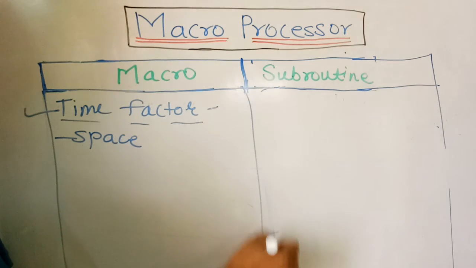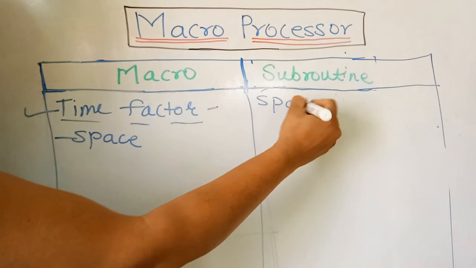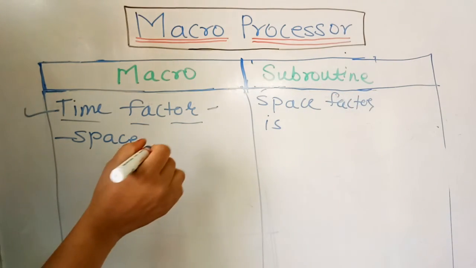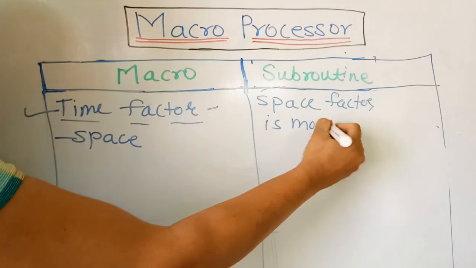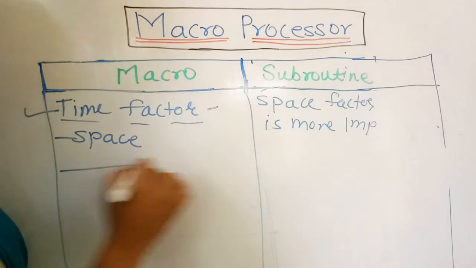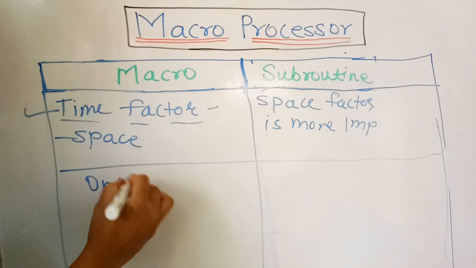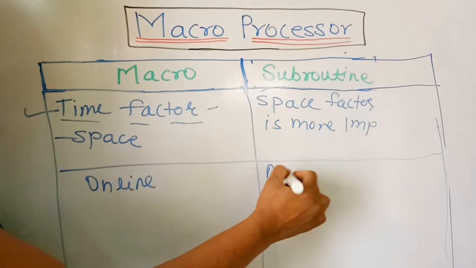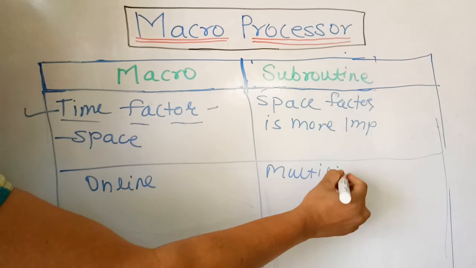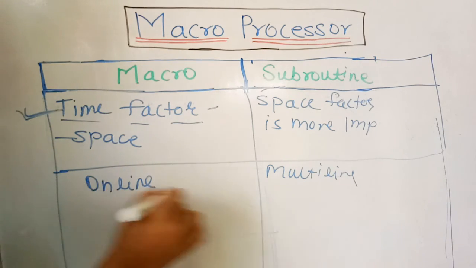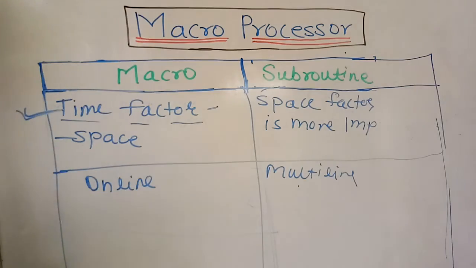But in terms of the subroutine, the space factor is more important, because a macro is a one line execution and a subroutine is a multi-line execution. So the macro acts according to time and the subroutine acts according to the space requirement. So these are the different comparing factors.